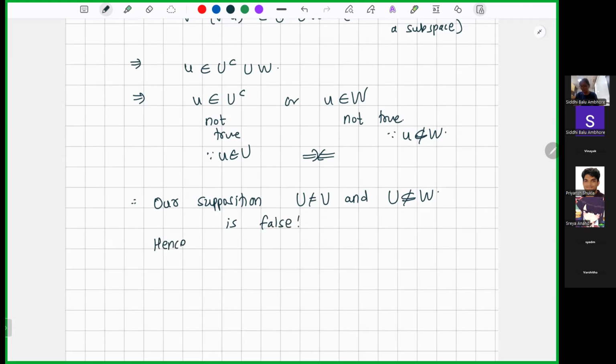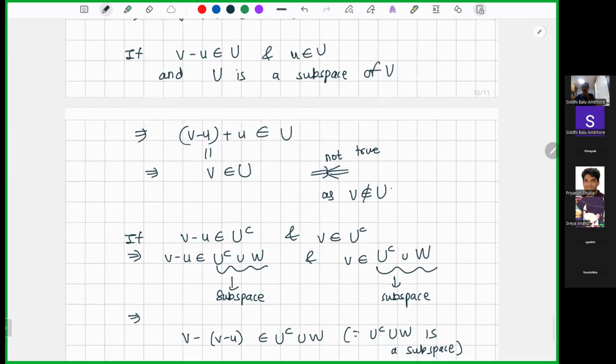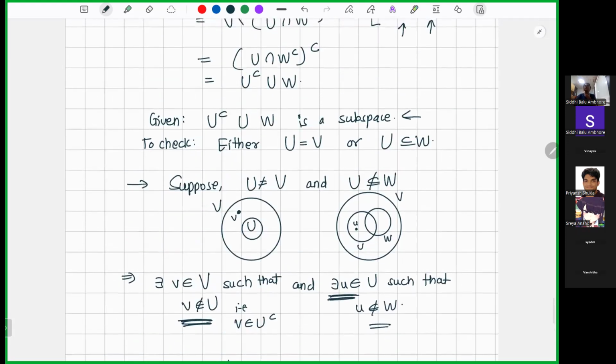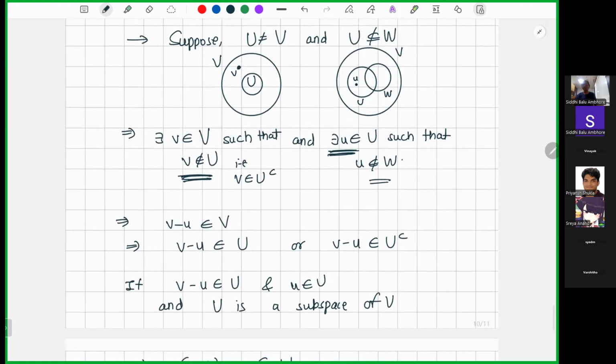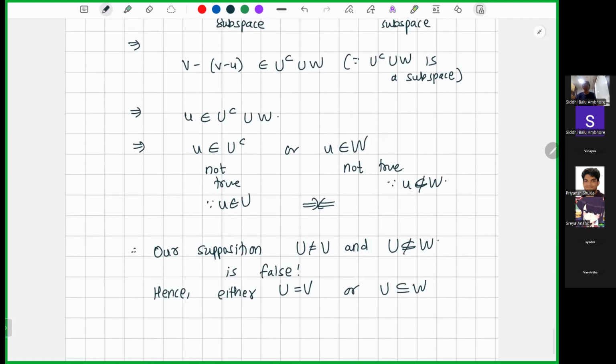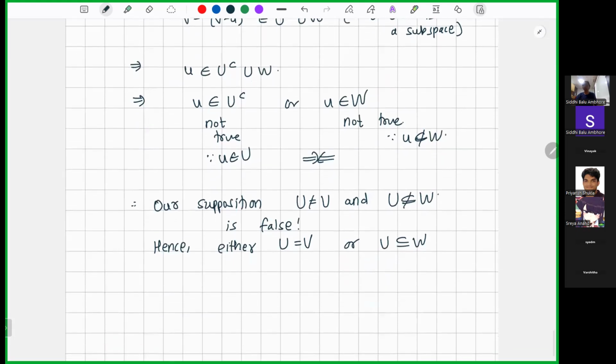Hence, we must have either U equal to V or U contained in W. Any doubts here on how we arrived at this? We wanted to prove that one of these two conditions must hold. So we assumed that both of them do not hold, and we arrived at the conclusion that it's not possible that both of them are not holding. That's why one of them must hold, and either U must be equal to V or U must be contained inside W. Any doubts here? Okay, great.